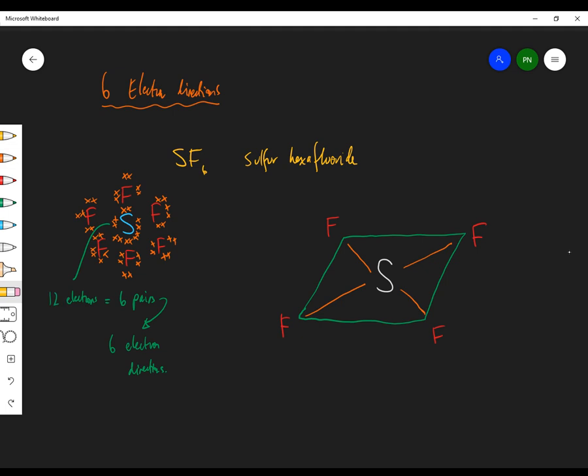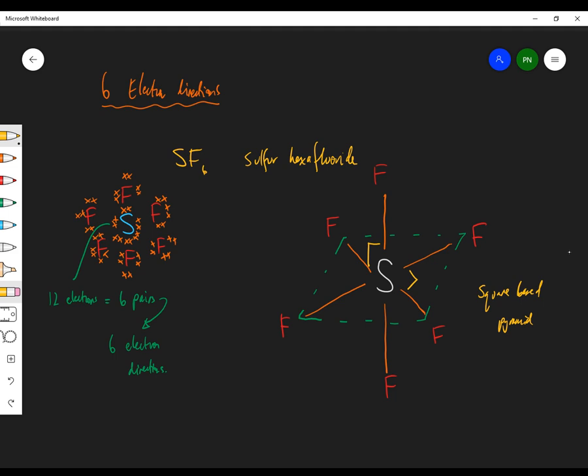But now what I do is get rid of these things because there's not really lines here. This is just to give you an idea of the planarness. Okay, so there's a planar bit, and up and down, you have a fluorine there and a fluorine there. Now this is interesting because the bond angle here is 90, and the bond angle between this and that is 90. And this shape is a square based pyramid.